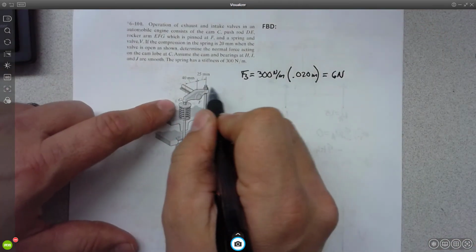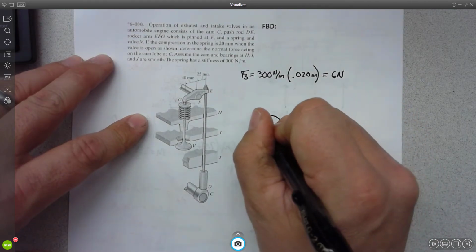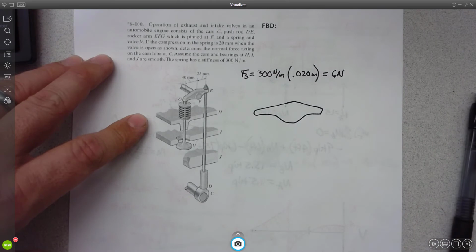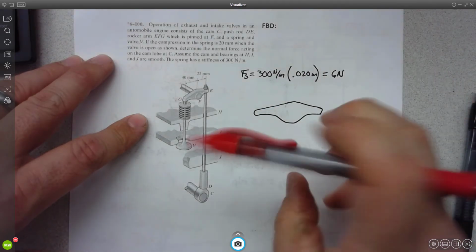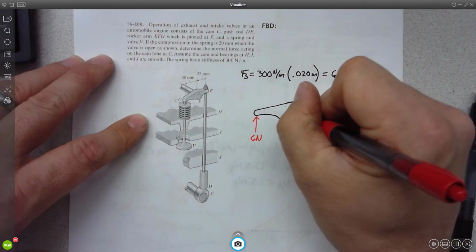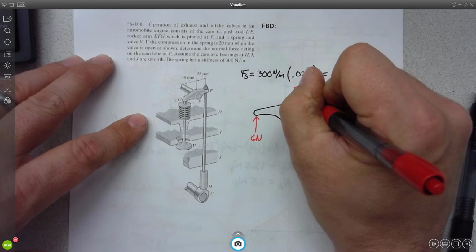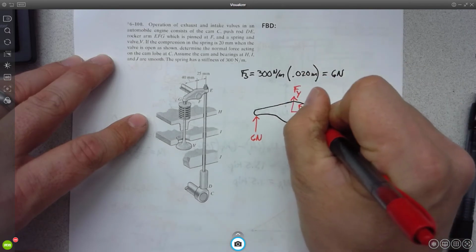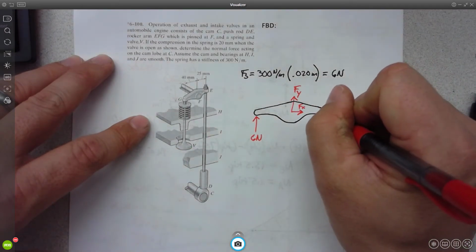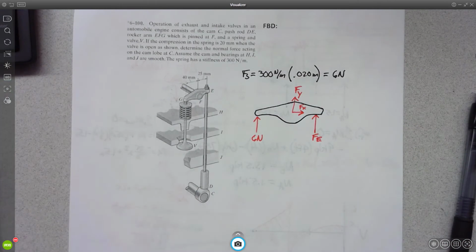So then if we go up to EFG, I believe what's happening here is the spring is being compressed, so that means that the force of the spring is pushing up with 6 newtons. We'll have some F sub y, I guess, and F sub x. And then we'll have some E, right?